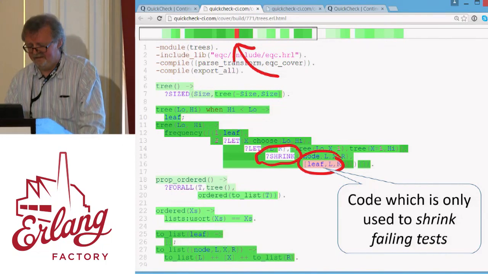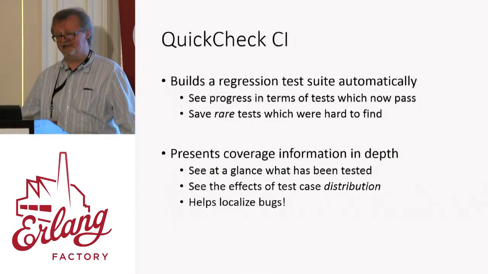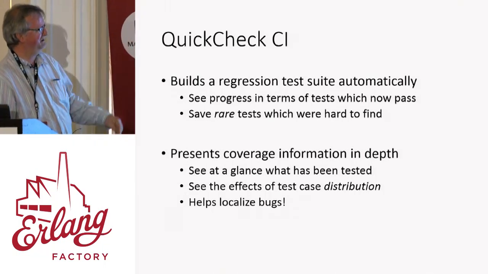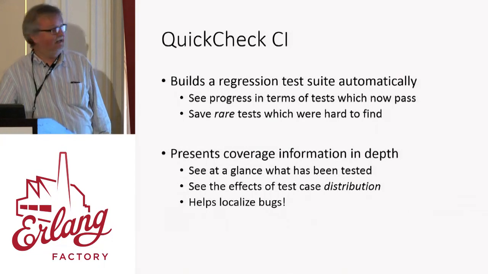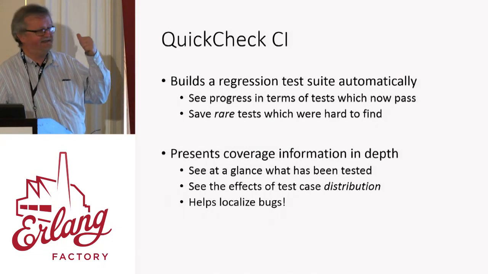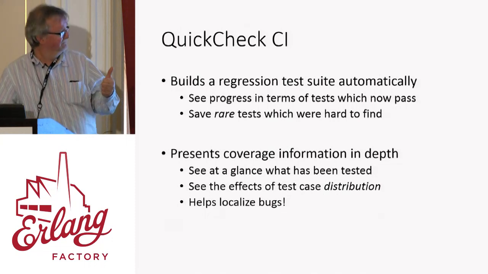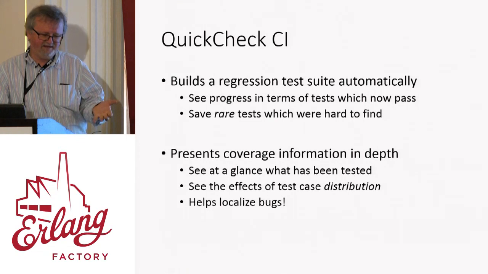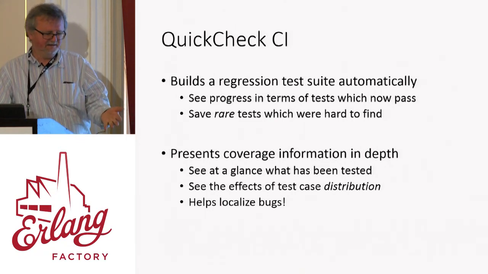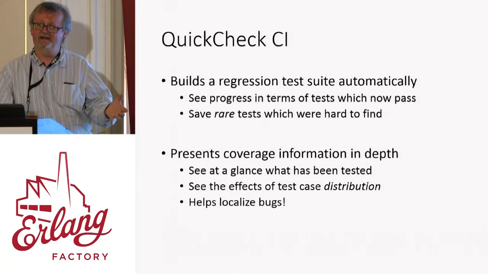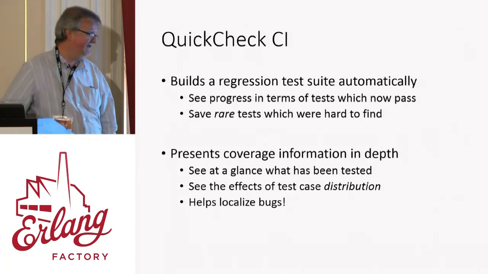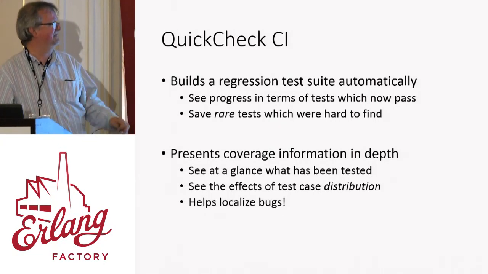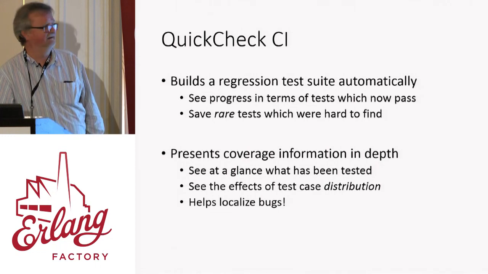OK, so now we've seen QuickCheck-CI in action, at least virtually. What does it do for us? Well, it builds a regression test suite automatically. That's nice for 2 reasons. It lets us see exactly which tests we've managed to fix, so we can see what progress we're making. And if a test is hard to find, so it's rarely generated, then it gets saved and it gets rerun in every future build, unless you disable it. You can disable tests if you want, but by default, we now save rare tests. And so errors that were hard to find, we keep testing for.